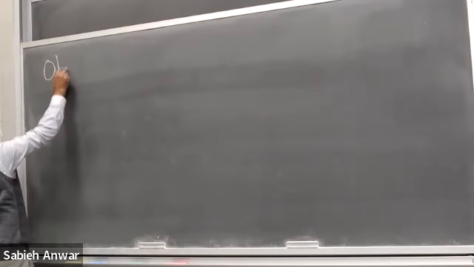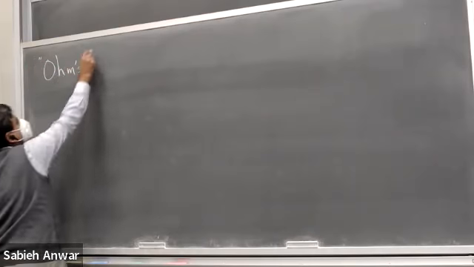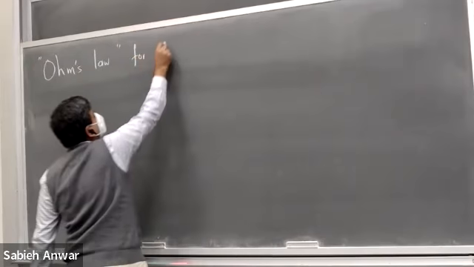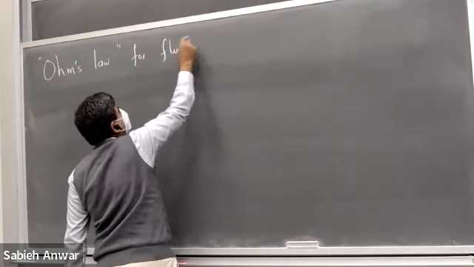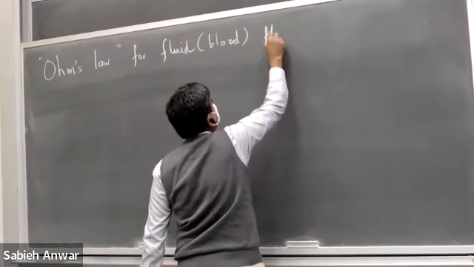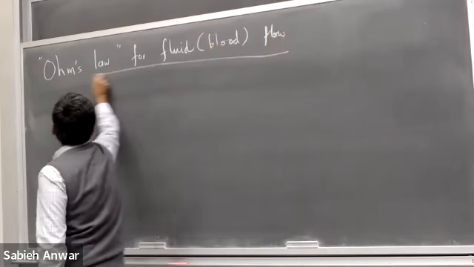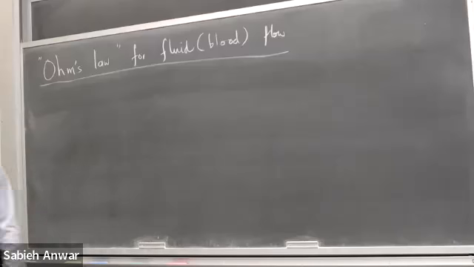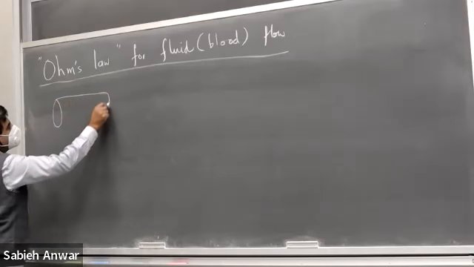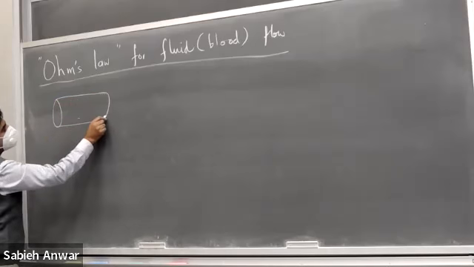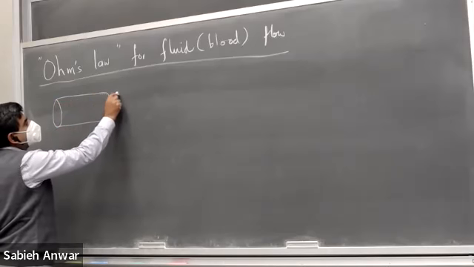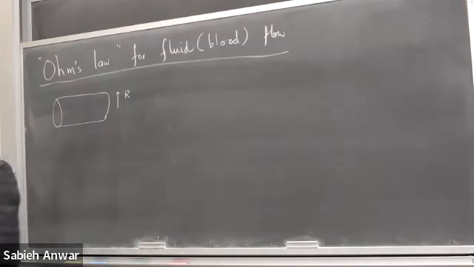So we're going to start with Ohm's law. I'm just going to put this in inverted commas: Ohm's law for fluid, and our fluid, of course, is blood flow. Now, suppose we have a pipe. This pipe could be an artery through which blood is gushing forward. The radius of this pipe is capital R.